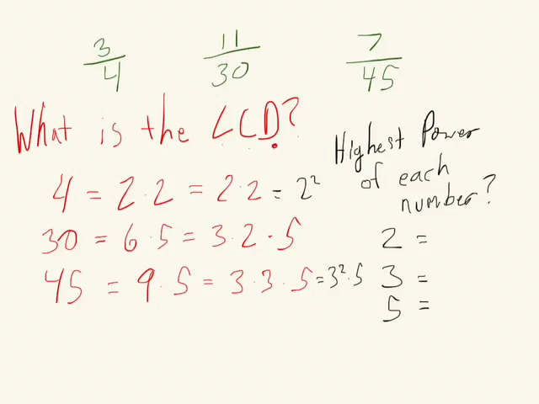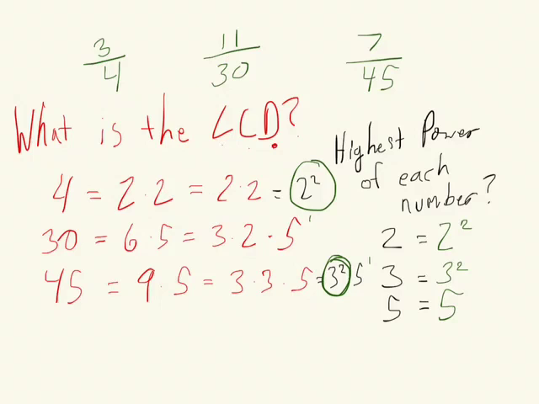So for 2, my highest power is going to be 2 squared. So 2 squared, because of this one right there. For 3, my highest power is 3 squared. And for 5, my highest power is just 1.